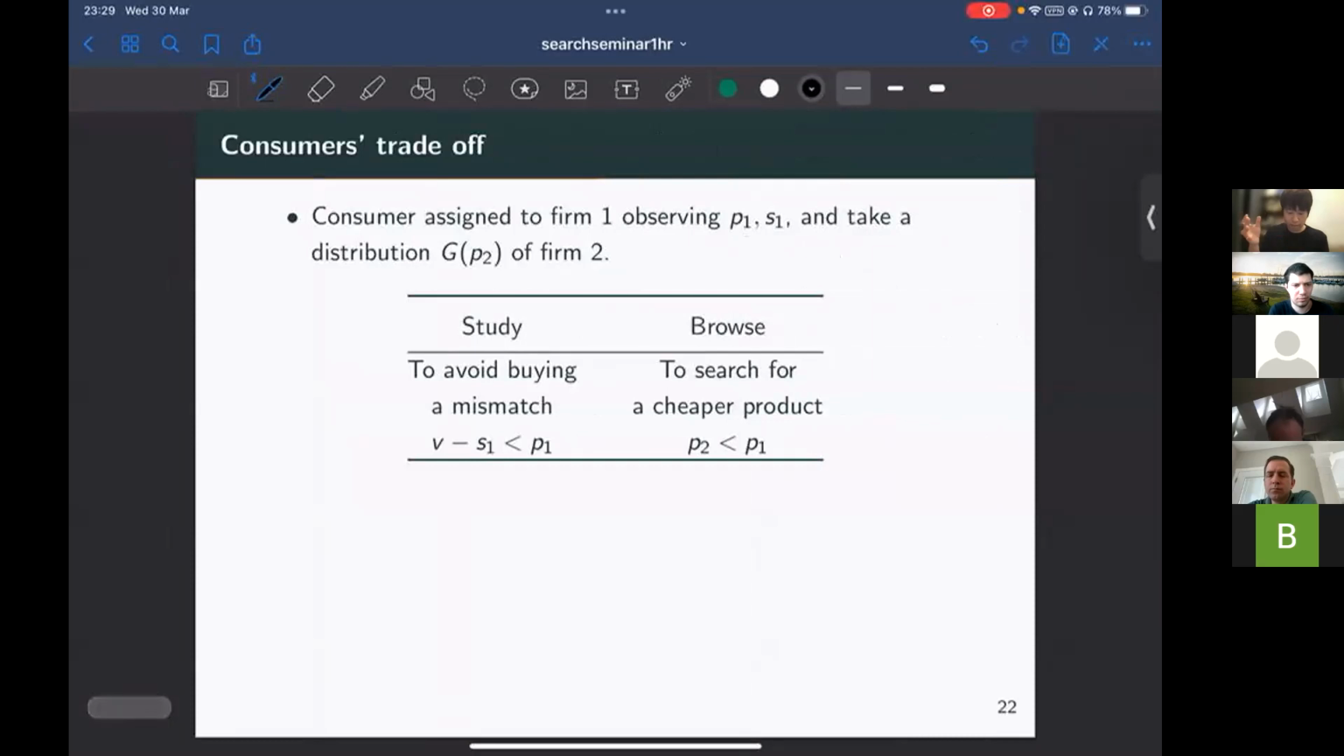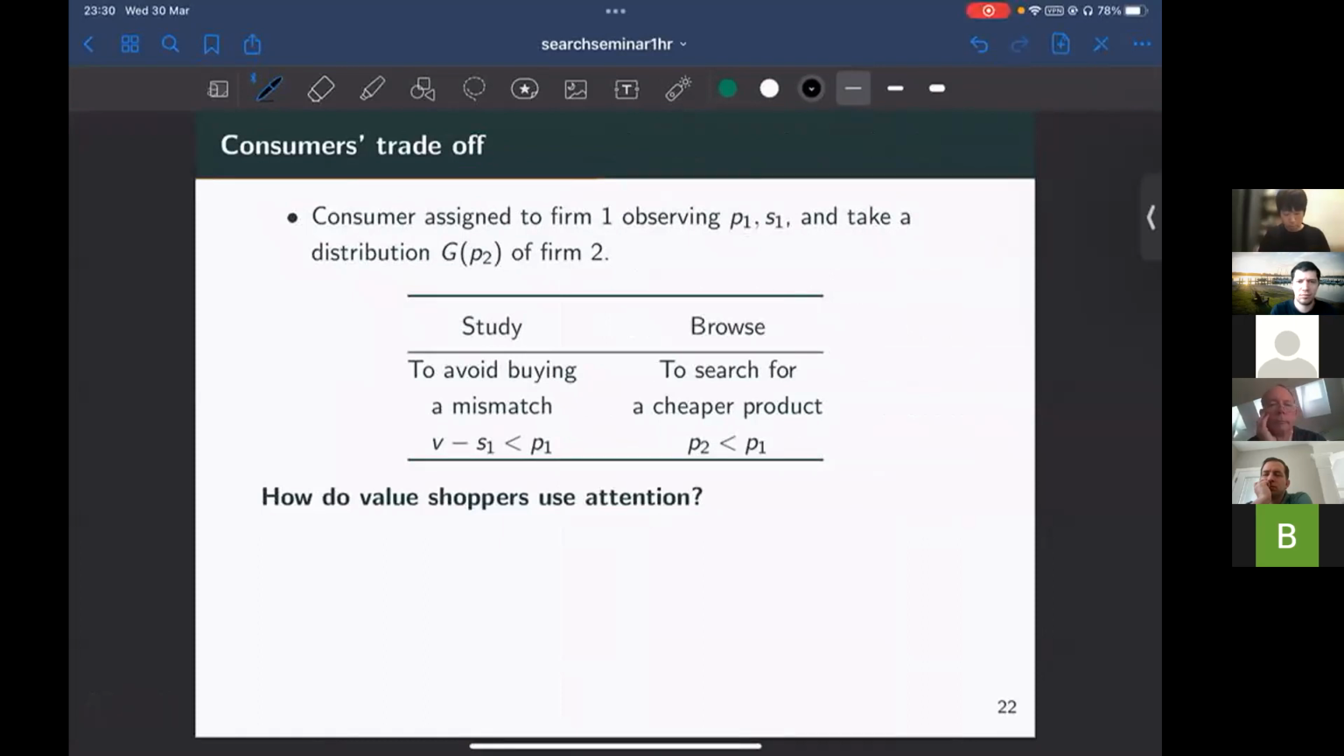So what happens here is that there is this trade-off. By studying, the consumer could avoid buying a mismatched product, especially when V minus S1 is smaller than P1, right? In this case, if you buy the product and find out it's a bad match, you have negative utility. Or the consumer can browse for the other price. In this case, he benefits from searching for the other price if the price is smaller, right? So he benefits when P2 is smaller than P1.